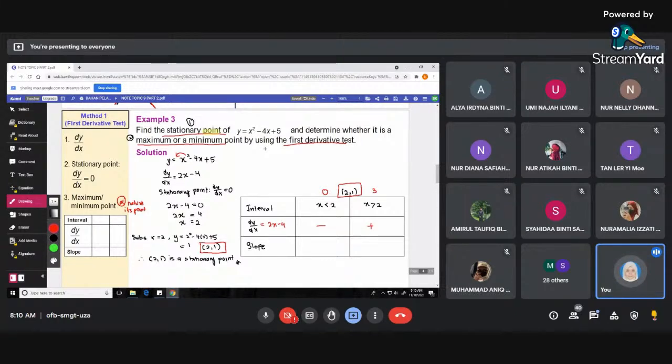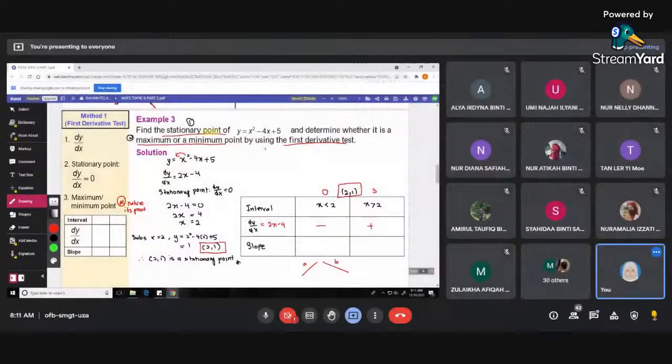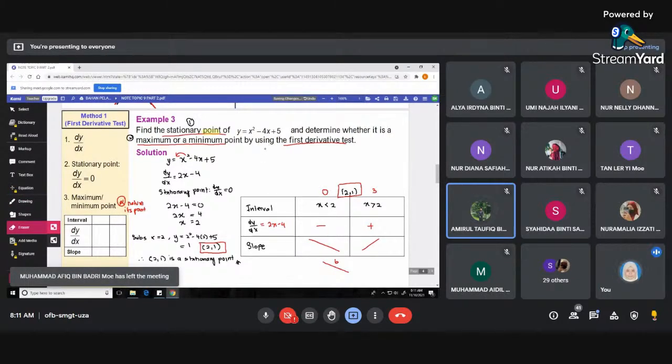Kalau dy dx is negative, shape dia macam mana? Senyum. Atau turun bawah? A atau B? If gradient is negative, A or B? B. Ya, B. So kita akan draw. Kalau positif, we draw A or B? So A. Betul, A.